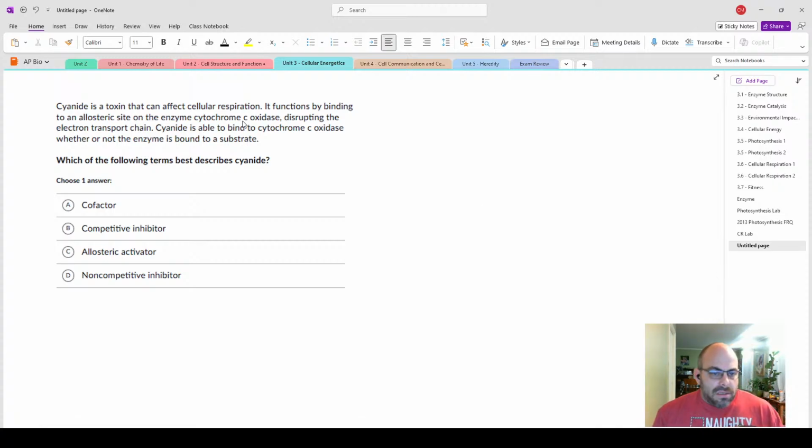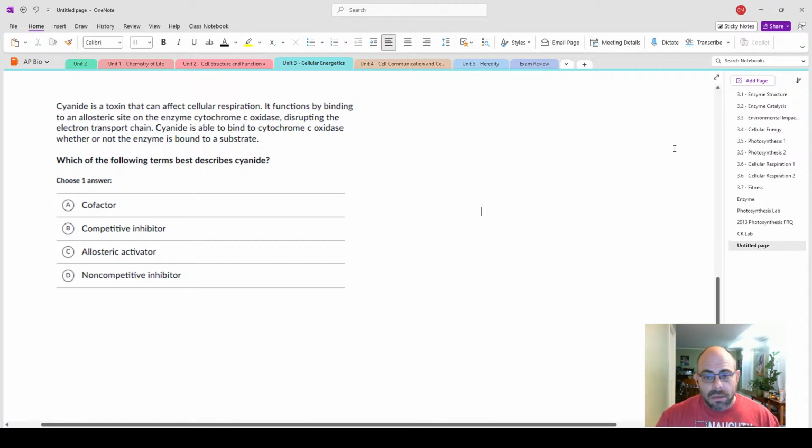Cyanide is a toxin that can affect cellular respiration. It functions by binding to an allosteric site. Okay, all of a sudden my mind is thinking enzymes, right? Allosteric site, I'm thinking non-competitive inhibitor, I'm thinking all those things. Allosteric site on the enzyme cytochrome C oxidase, disrupting the electron transport chain.